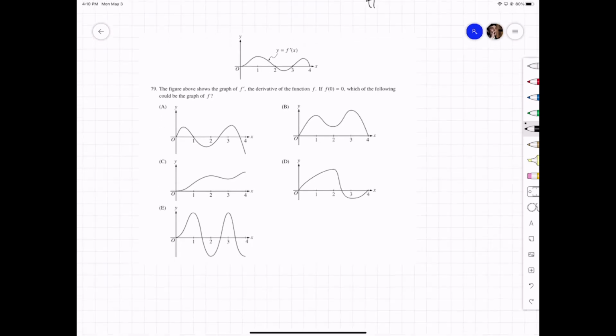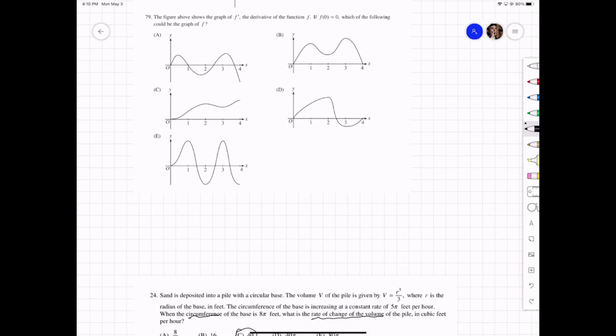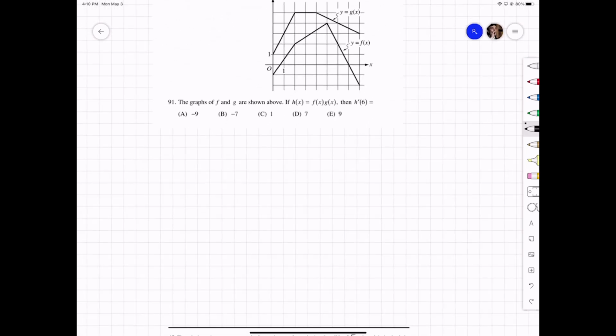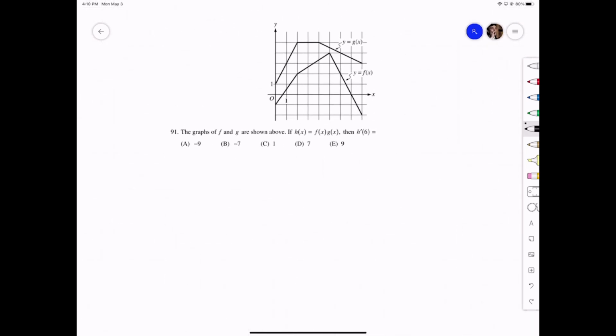Okay, so we already went over this problem, and this one, and this one. So let's do this one. h of x is f of x times g of x. What is h prime of 6? So you have to use the product rule: f prime of x g of x plus g prime of x f of x. We want to know h prime of 6, so what's f prime of 6?